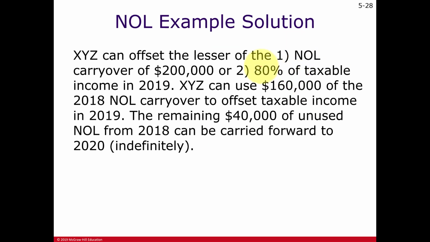Sorry, it's 80% or 160,000, not 180. And the remaining is 40,000. See what happens when you don't use your calculator and try to do the math in your head. Okay, so limitation of 80%. This is something new for 2018.